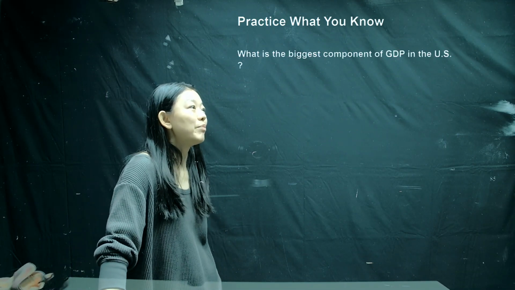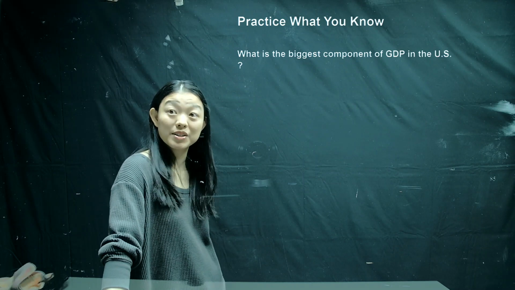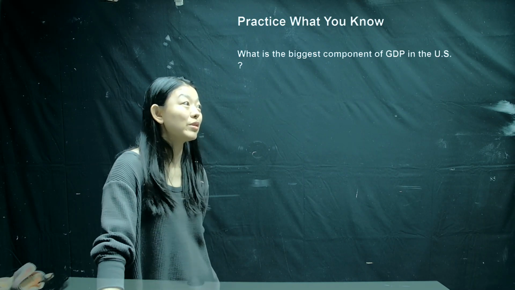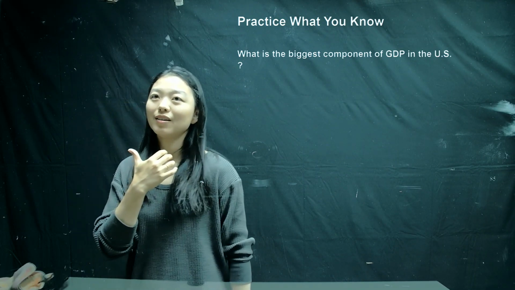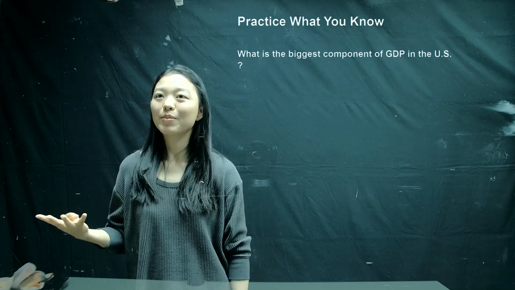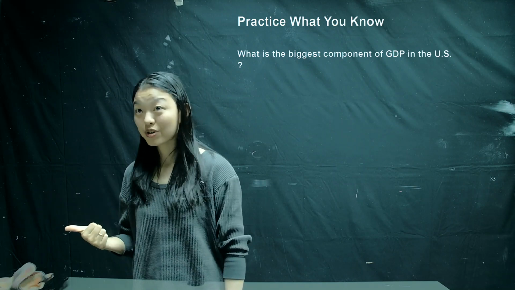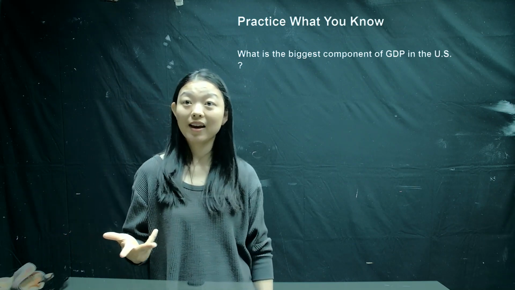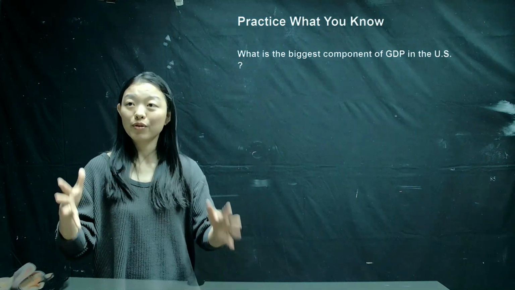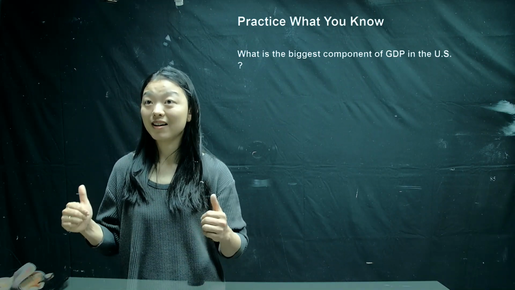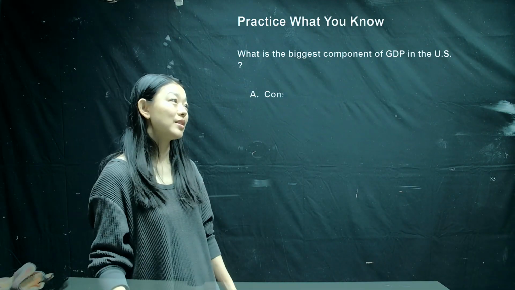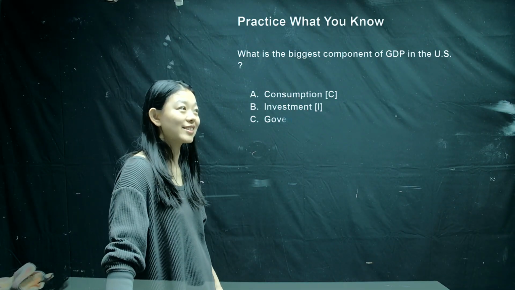Now, what's the biggest component of GDP in the United States? First, I need to ask what the four components of GDP are. We have consumption, investment, government spending, and net exports, right? In the United States, consumption takes the largest part. So consumption is correct.